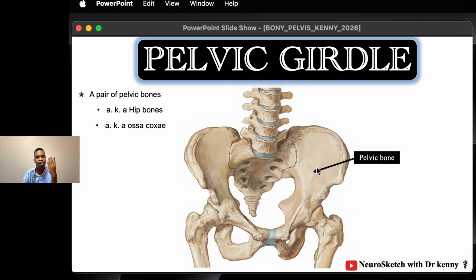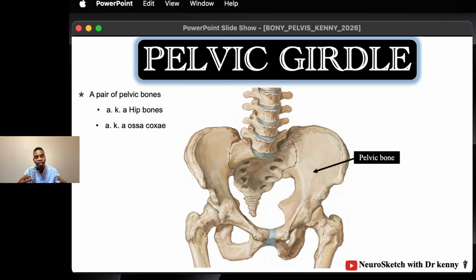Remember, we said you have four bones that come together to form the bony pelvis: the pelvic bones left and right, but also the sacrum and coccyx. But the pelvic girdle is a pair of pelvic bones, left pelvic bone and right pelvic bone. These pelvic bones are also called hip bones, and also ossa coxae. So we have ossa coxae or hip bone. Ossa coxae or hip bone are also called pelvic bone, and a pair of pelvic bones form a pelvic girdle.